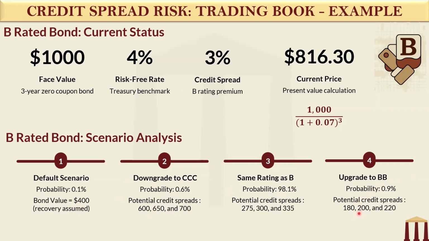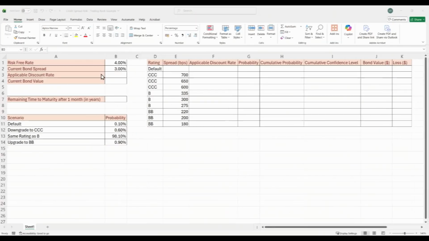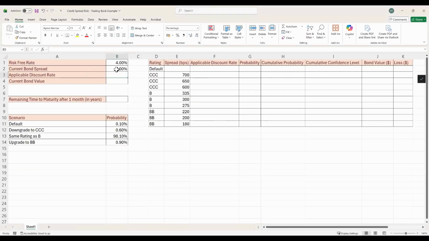Either it can be 180, 200 or 220 basis points. Similarly, for B, you have 3 potential credit spreads, and for CCC, you have 3 potential credit spreads. Okay, let's write the numbers into the Excel sheet along with the scenarios and the sub scenarios. And let's try and calculate the bond value after 1 month and the corresponding loss amount.